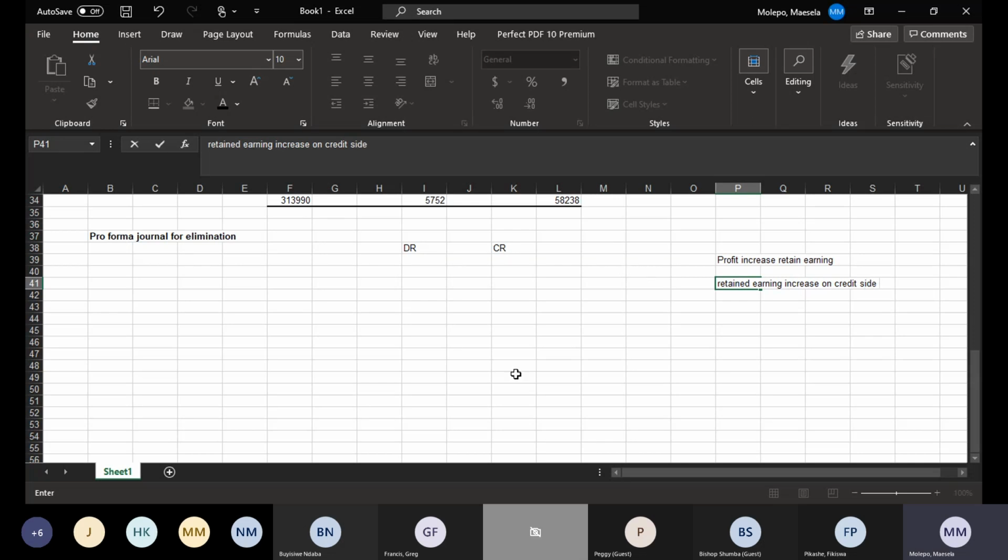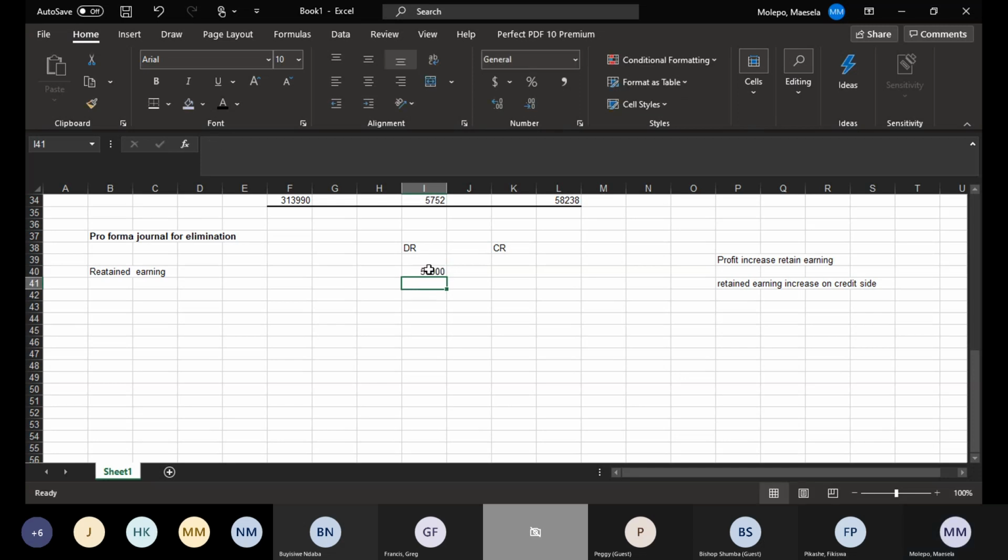So now, because we are eliminating it, we're going to have the retained earnings, because we are decreasing it. The retained earnings will be on the debit, which initially was increased by the 50,000. Now it must be deducted back by the 50,000. And the reason what caused the retained earnings to increase was the selling of the machinery, which will also be the 50,000.